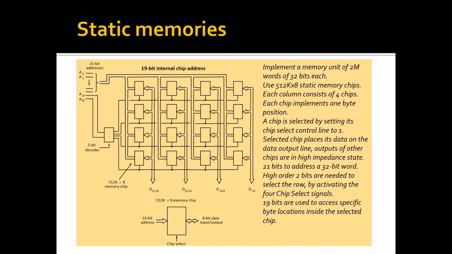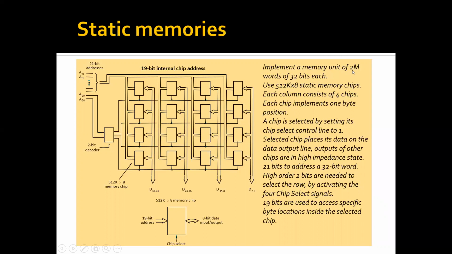Here is a memory organization. Here it says to implement a 2M cross 32 memory. We want to implement a 2M cross 32 memory, and we have 512K into 8 chips available. We want to design a memory of 2M cross 32. How do you organize it? First, you divide this 2M by 512K. Do remember that M is 2 to the power 20 and K is 2 to the power 10.